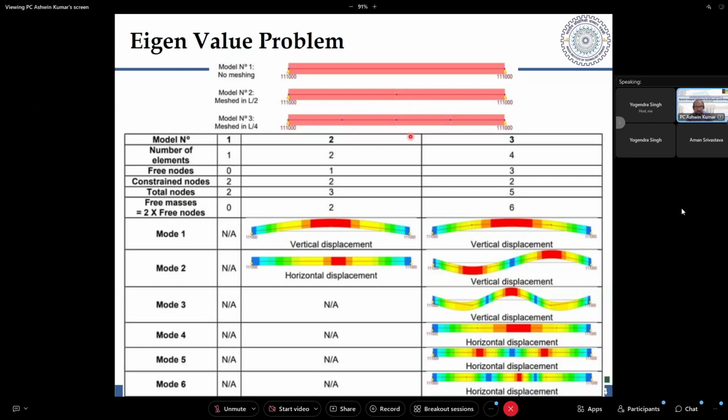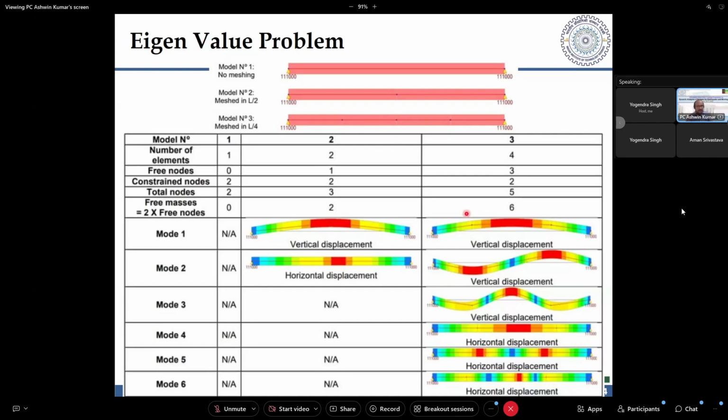In case of three nodes that you are provided, the three free nodes, you have three translations, or three vertical displacements, not rotations, because we are not considering any rotational mass there. So you have three translations vertical and three translations in the horizontal direction that you can observe from this. So what is the inference from here?